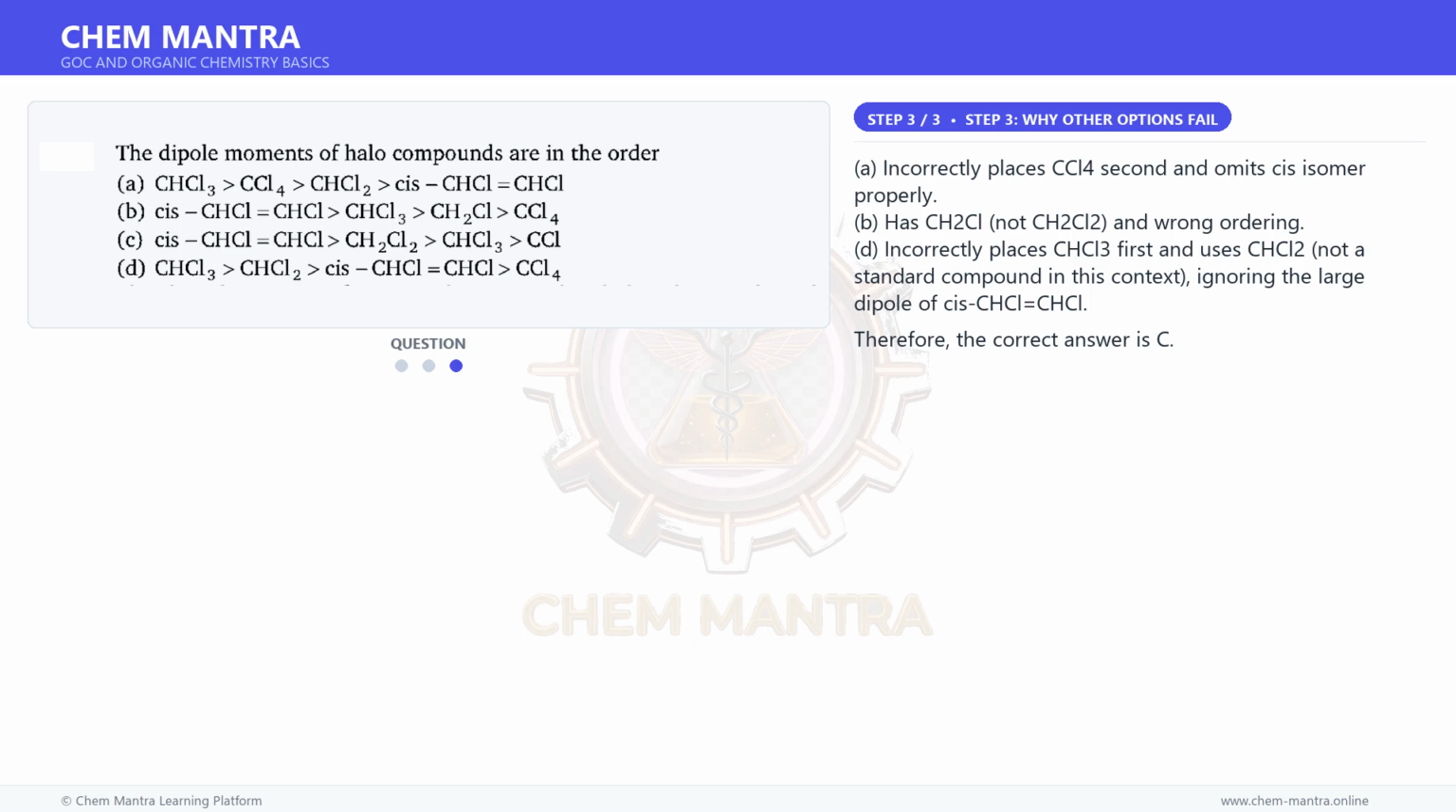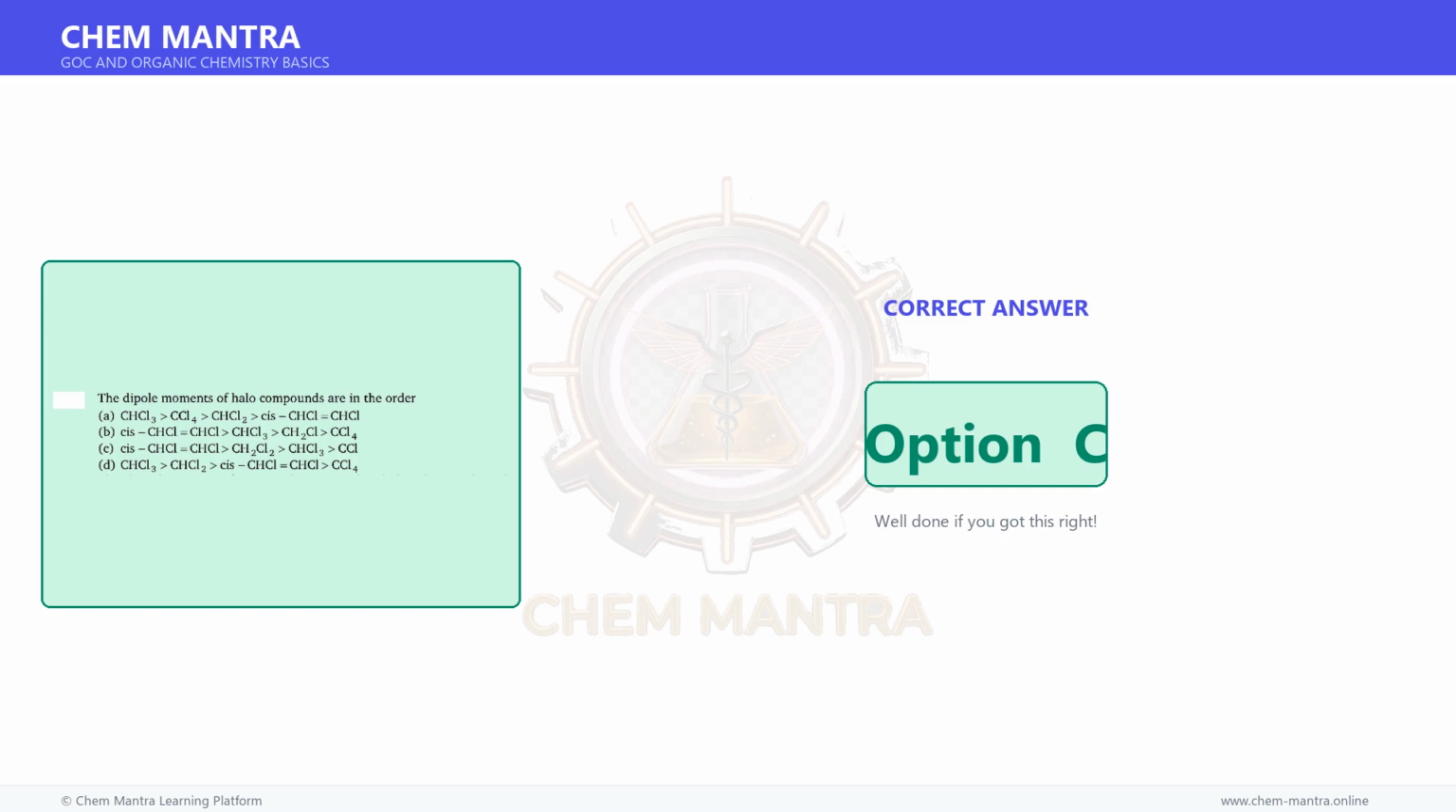A. Incorrectly places CCl4 second and omits the cis isomer properly. B. Has CH3Cl, not CH2Cl2, and wrong ordering. D. Incorrectly places CHCl3 first and uses CHCl2, not a standard compound in this context, ignoring the large dipole of cis-CHCl=CHCl. Therefore, the correct answer is option C.